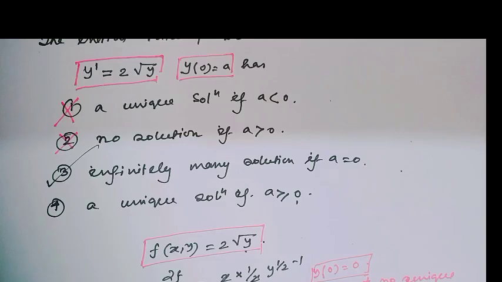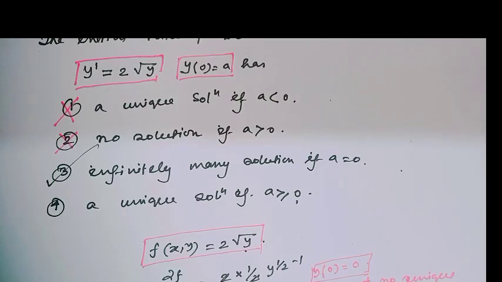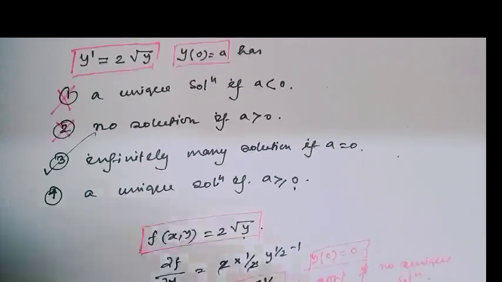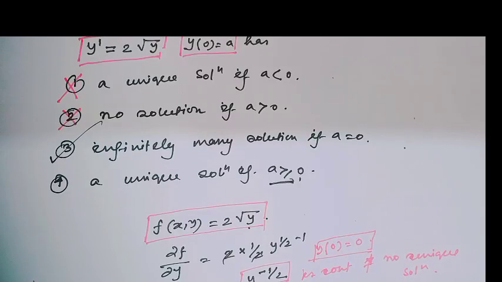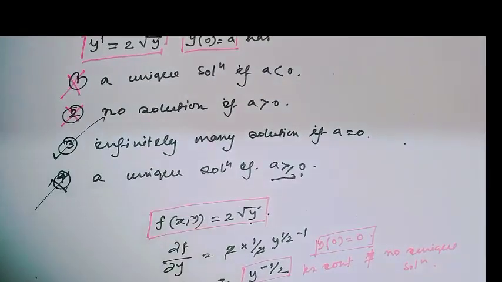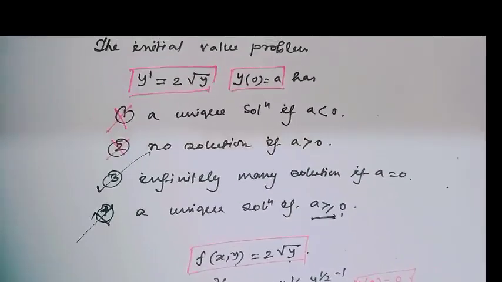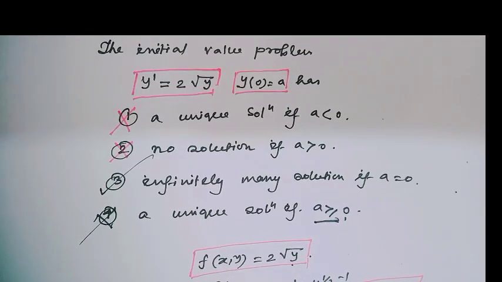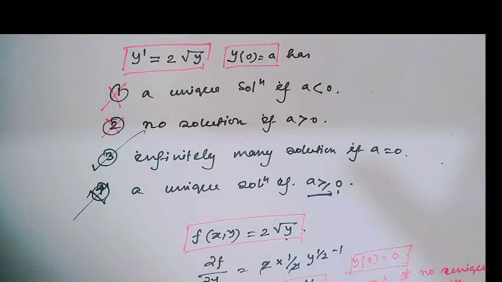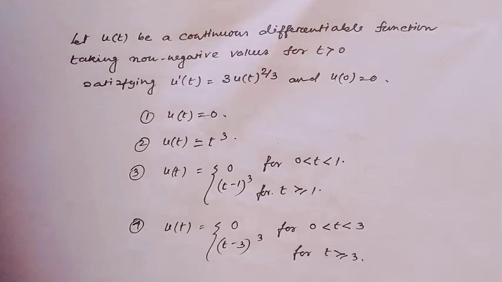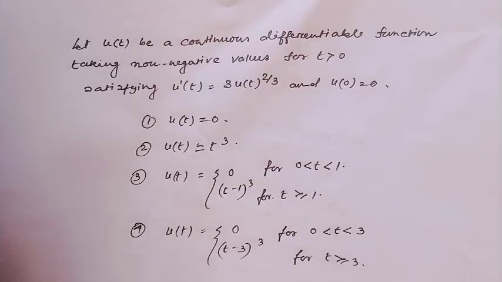Also option 4 is a wrong option. Unique solution if a greater than 0, not only greater than or equal to 0, this is also not possible. So option 4 is also a wrong option. That means only option 3 is the right option. I hope all my viewers have understood this type of question. Okay, over. Now I will see another type of example.